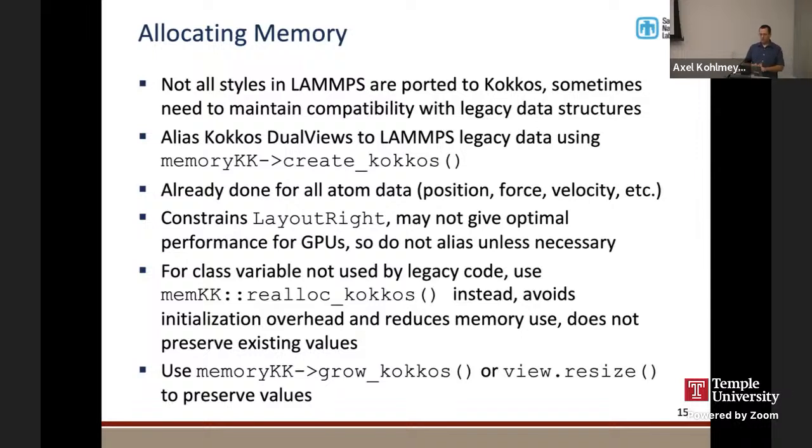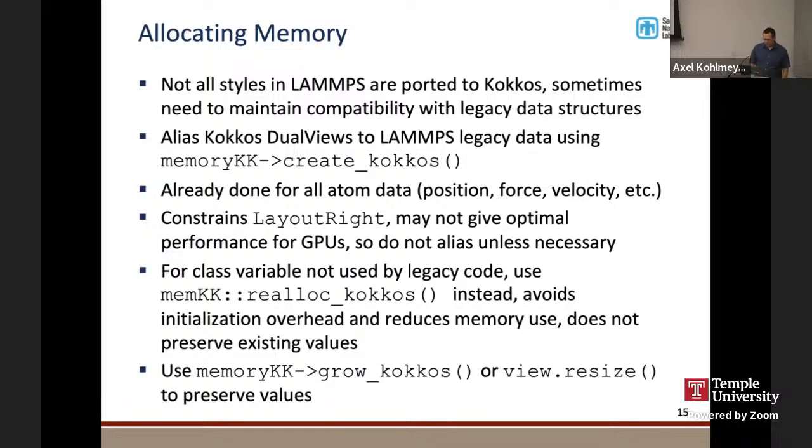What this means is that it constrains the layout right for anything that's aliased, because C++ only supports layout right arrays. And so it may not give optimal performance. We've actually measured it, and it's not as bad as you would think. Unless you're using atom data, don't alias if you can get away with it. If you don't alias, then you can use a more optimal layout, like layout left for GPUs.